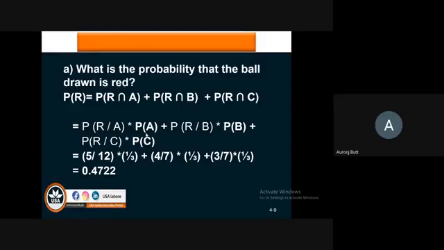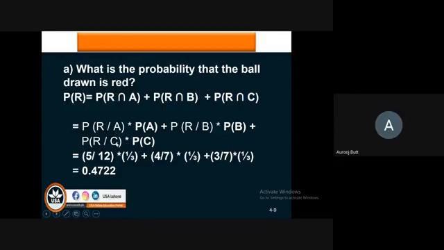Then comes probability of B. What does probability of B mean? That means box B is selected. What is the possibility that the box B is selected? So total number of boxes, that is equal to 3, and the box B will be selected. That means we have only one favorable outcome in an event B. So 1 by 3 is the probability of an event B. Plus probability R given C.